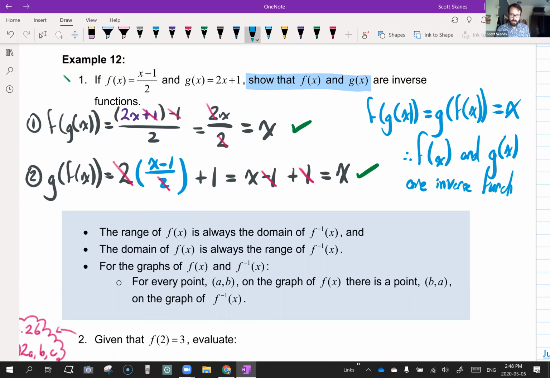I'm not going to write that out every time because that would be a lot of effort, but I want you to see it on the page, what I'm thinking, how I know that they're inverses, okay? They're inverse functions.